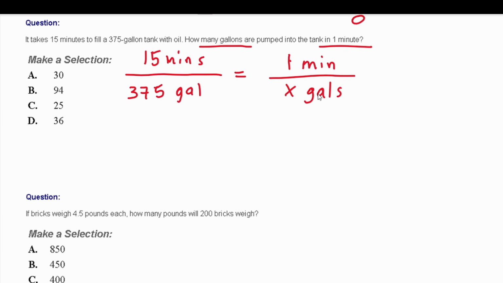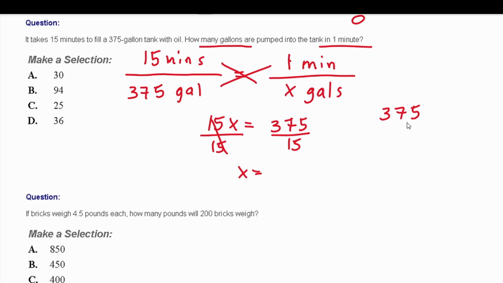Okay? So now we're just cross multiplying. I'm going to do X times 15, which is 15X. Then I'm going to do 1 times 375, which is 375. Again, 1 times anything is itself. Divide both sides by 15. This crosses out and leaves you with X equals 375 over 15. And again, as I've mentioned in this video already, we can regard this fraction as long division, notably as 375 divided by 15.